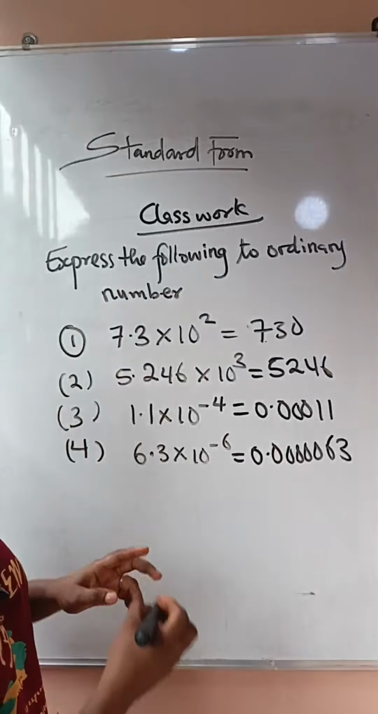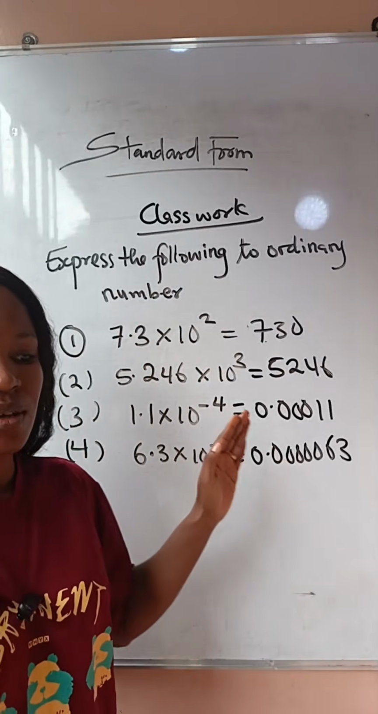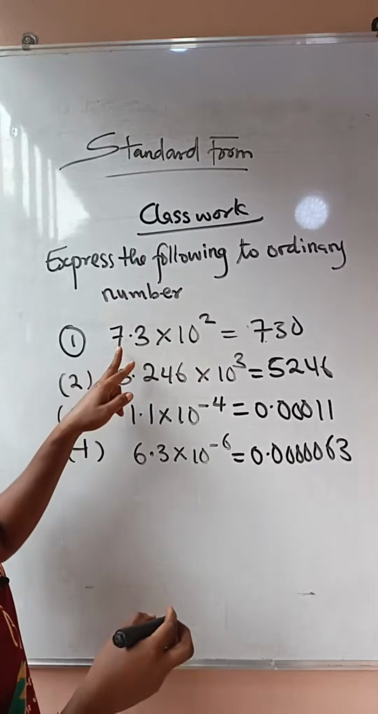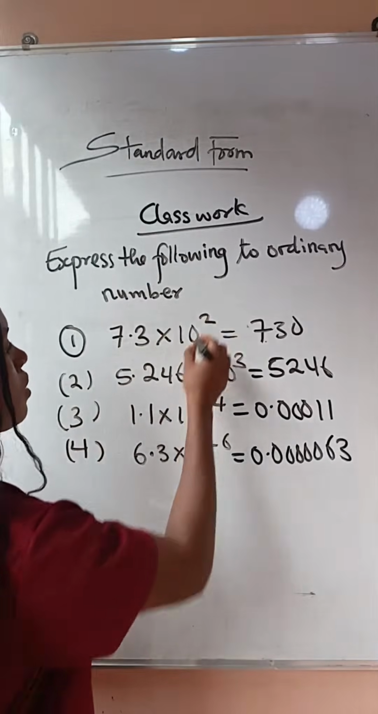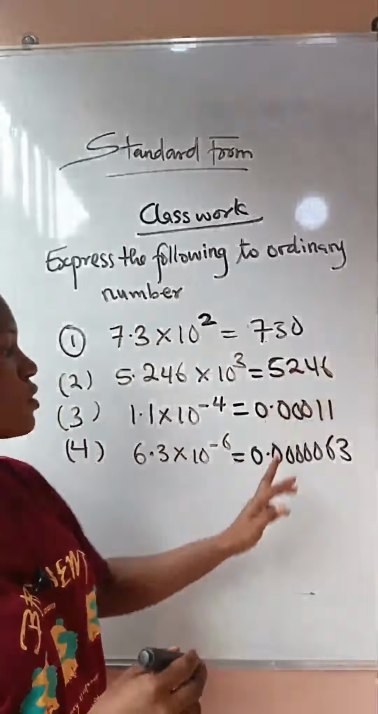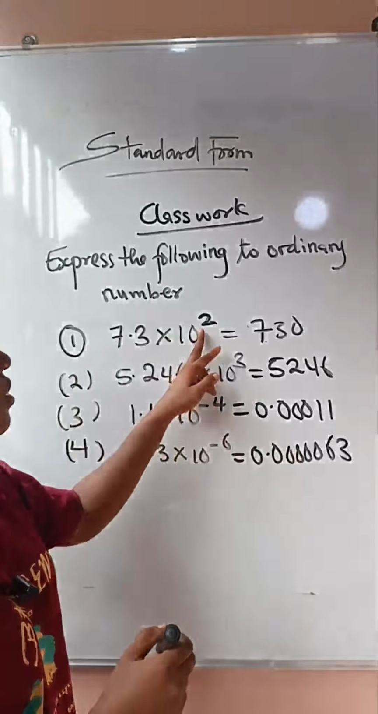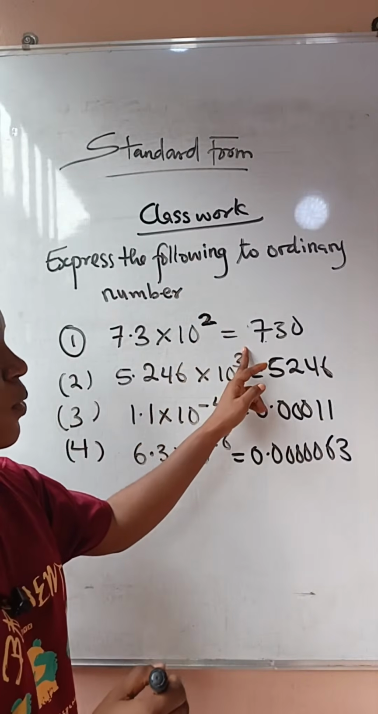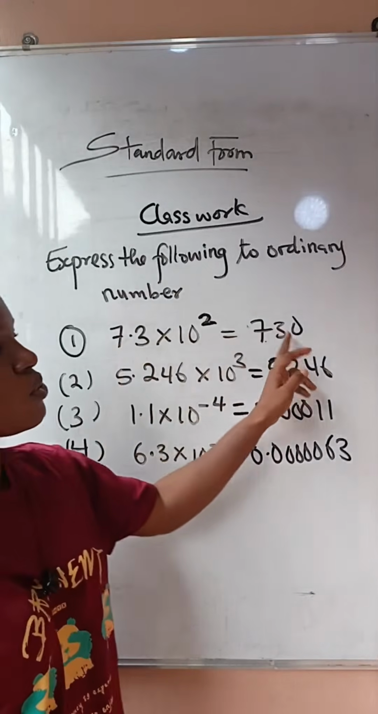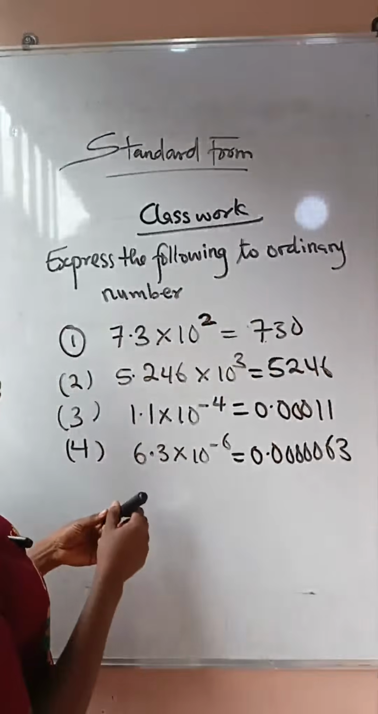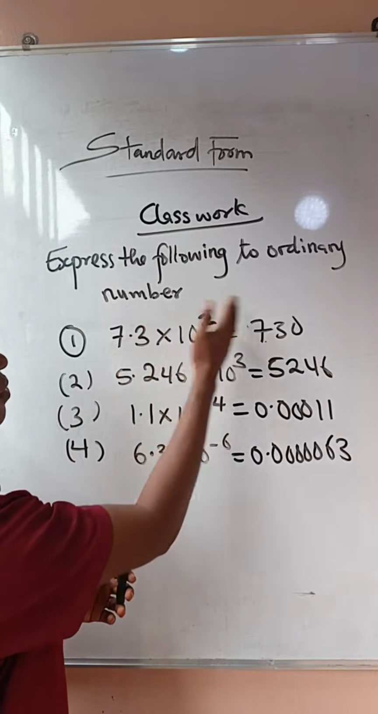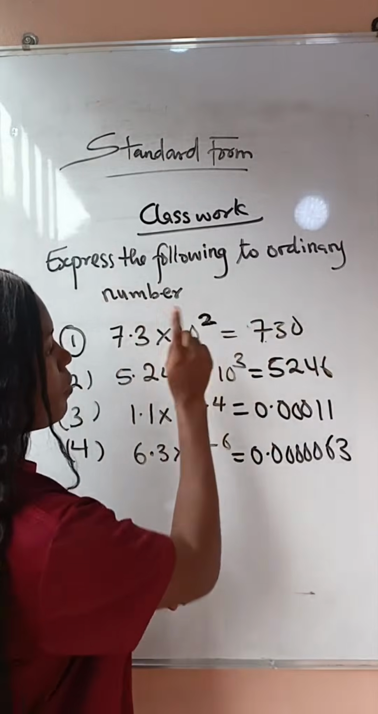Now let's check why these answers are correct for those that are just joining. So this is the classwork based on what we just finished. We have 7.3 times 10 to the power of 2. Now the power is telling us if this answer is going to be a whole number or if it's going to be a decimal. Because the power is positive, it's going to get larger if we convert it to an ordinary number. So we are going to shift this decimal point to the right 2 times. That is what the power is telling us.